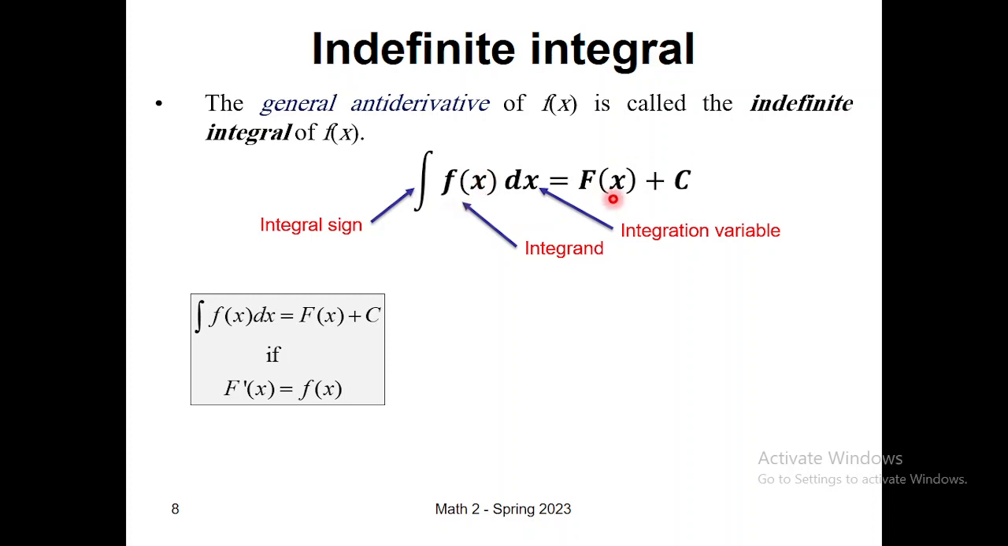This formula means that the derivative of capital F of x equals small f of x. So the antiderivative of f of x, which is the integration of f of x, equals capital F of x. For example, the integration of 2x equals x squared plus c. Why? Because the derivative of x squared equals 2x.